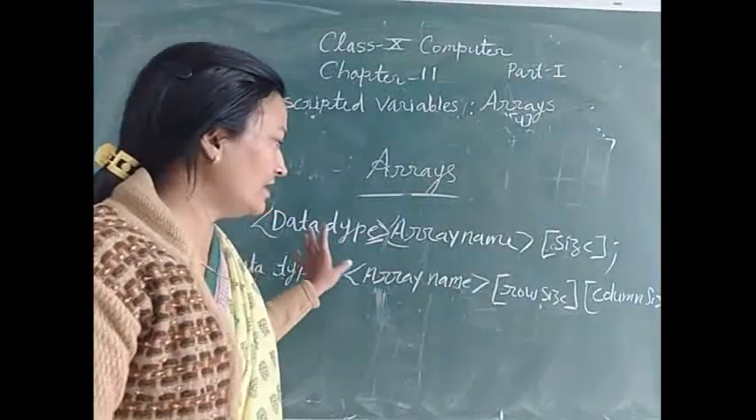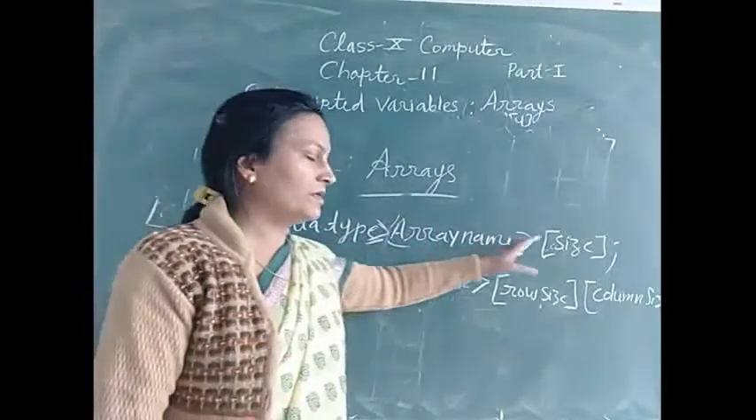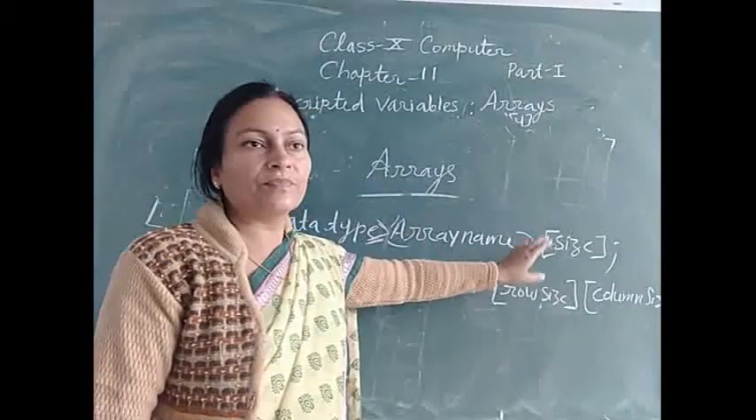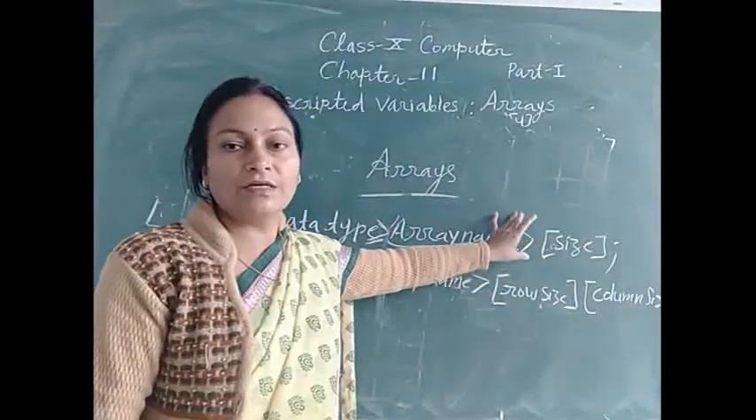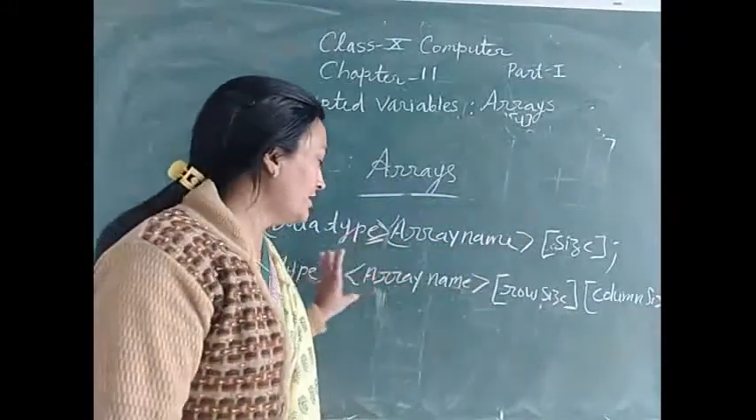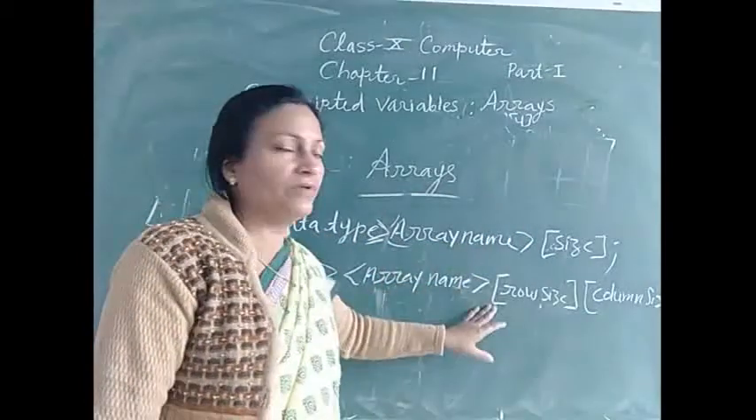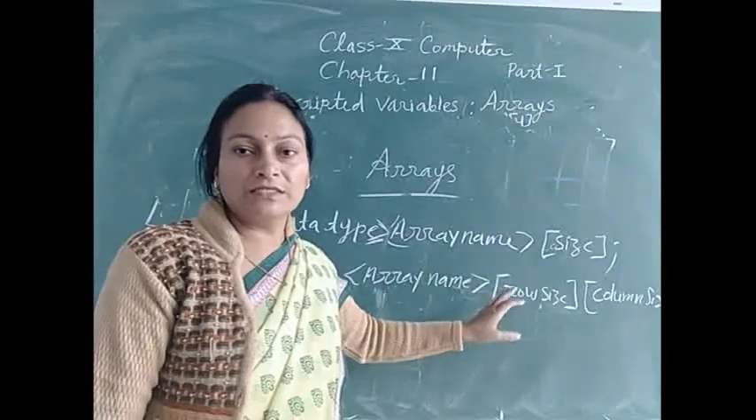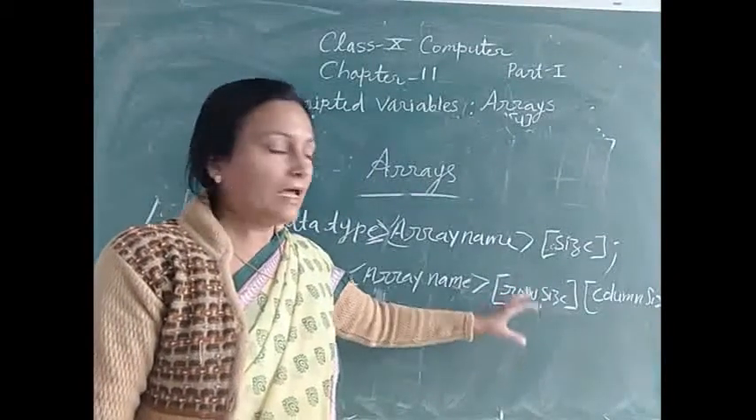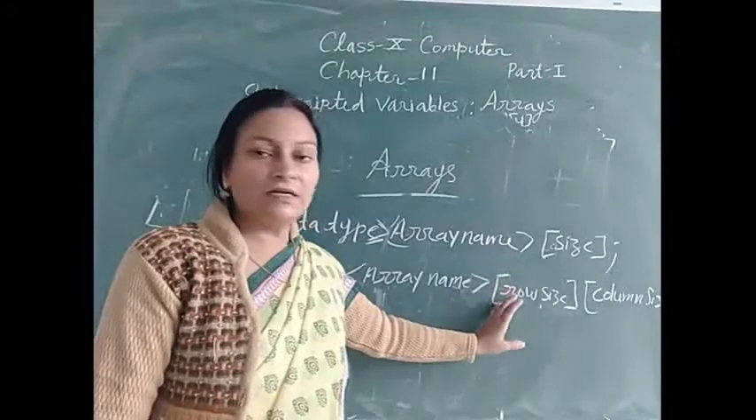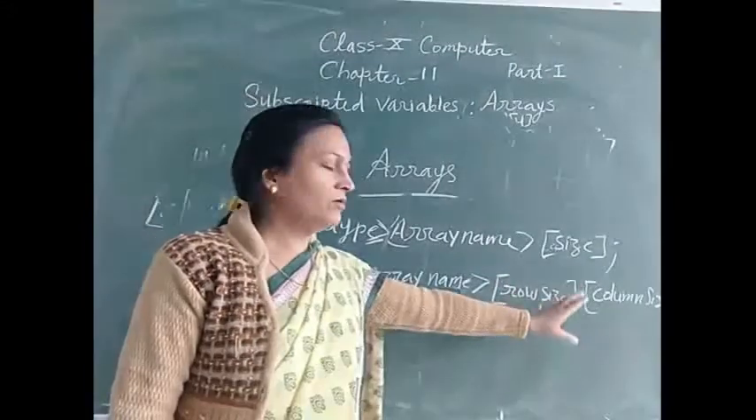In a one-dimensional array, it may be any size of array. We store elements row-wise or column-wise. And in a two-dimensional array, we store elements row-wise and column-wise both. And first we always write the row number and then the column number.